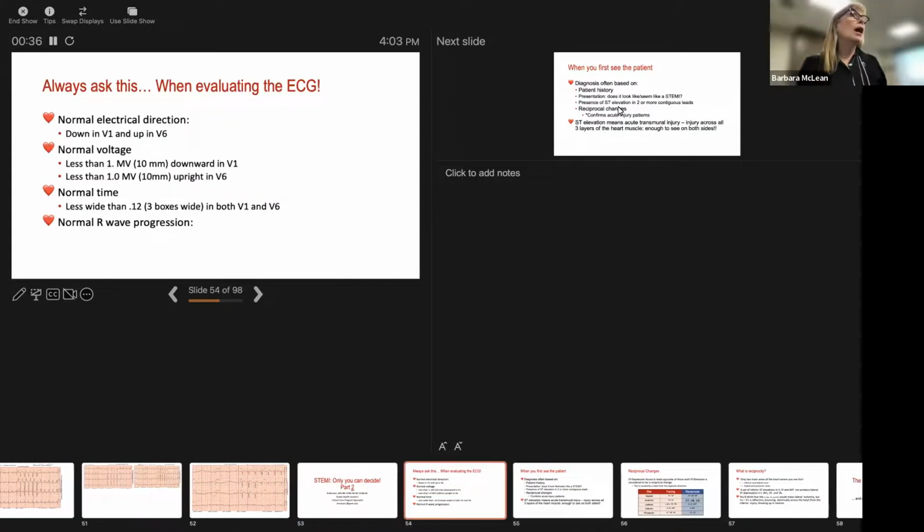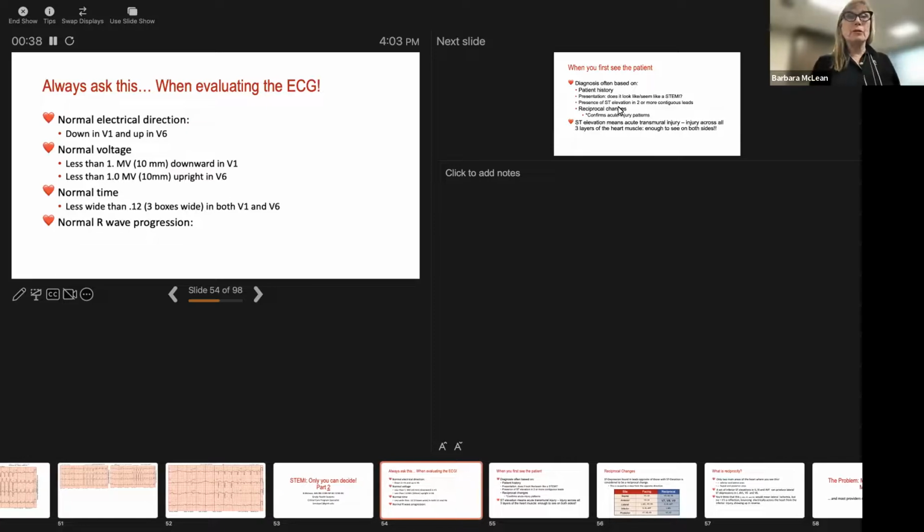I always want to remind you when you're evaluating your EKG, there are 4 basic questions you have to ask. First question is you ask about normal electrical direction. When we're looking at chest leads, in V1, which is a right-sided lead, we're looking for a downward direction. And in V6, we're looking for an upward direction. Same event, 2 opposite sides of evaluation.